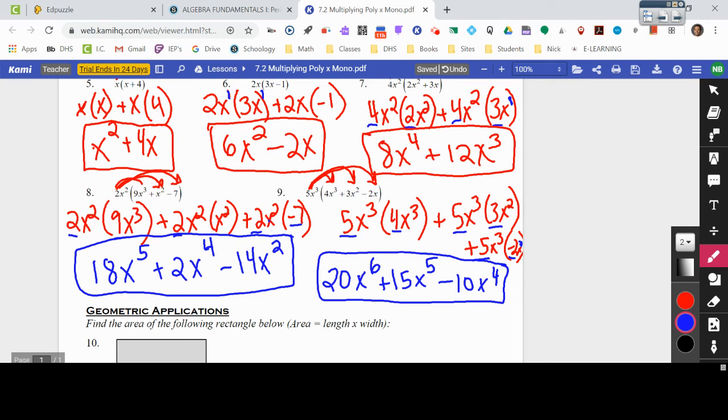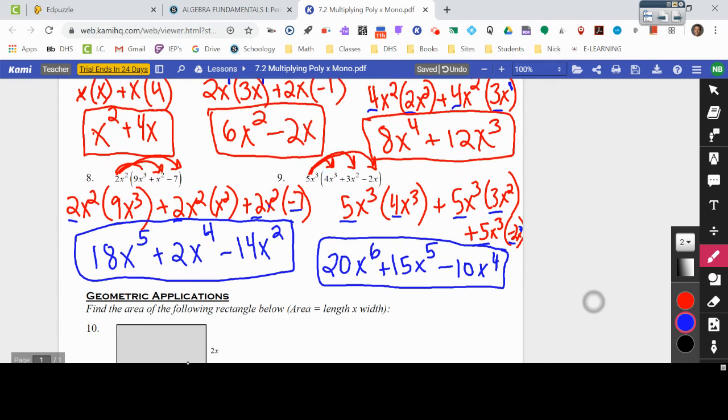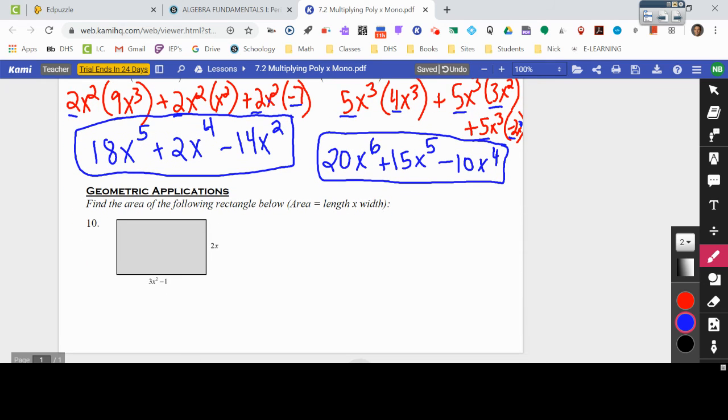Awesome. So hopefully you got something close to that, if not the same exact answer. All right, and we have one more type of problem here. We're going to do a little bit of geometry, a geometric application. We're going to find the area of this rectangle, and the area formula is length times width. So in example 10, I have my rectangle, where one length is 3x squared minus 1, and my other width is 2x. We're going to multiply those two things: a monomial times a polynomial, and in this case the polynomial is a binomial.